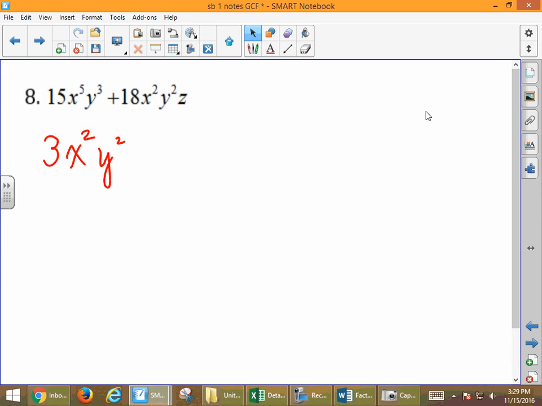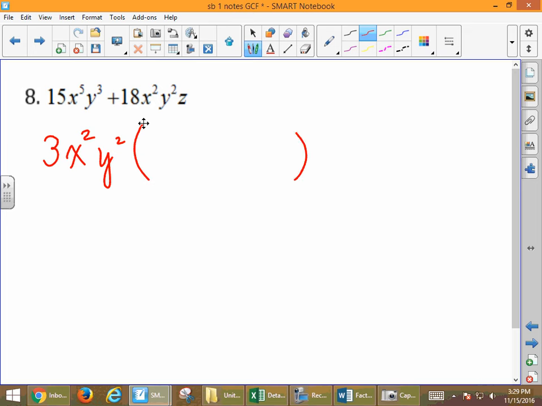I had a brief interruption, so I need to go back on this just for a second and refresh my memory on what happened. We took out the greatest common factor for the number 3. 3 goes into both 15 and 18 evenly, and it's the biggest number. We took the smallest exponent between x to the 5th and x squared. We took the smallest exponent between y cubed and y squared. Notice that there's a z in our second term, but there isn't a z in the first term. We cannot take any value out there. There's no GCF that has a z in it.